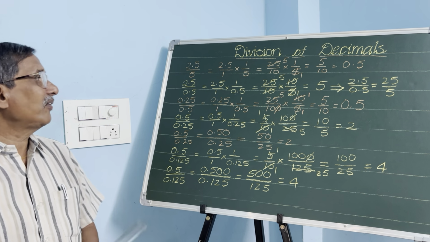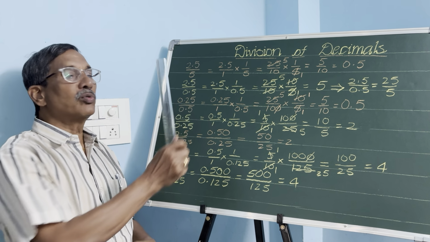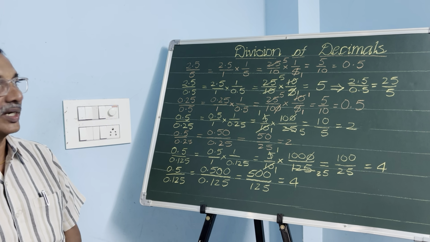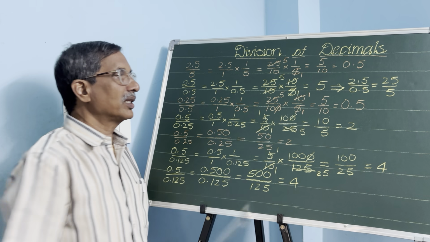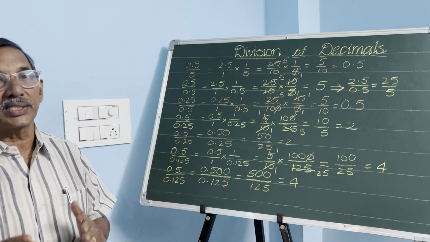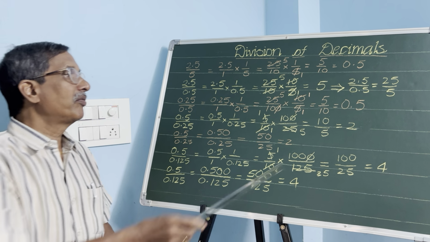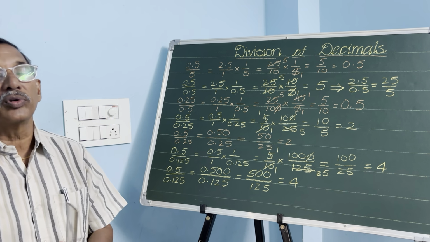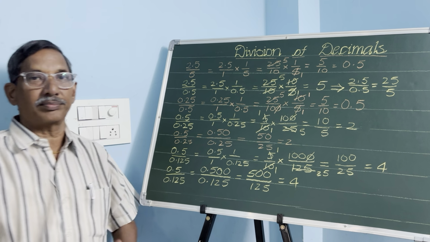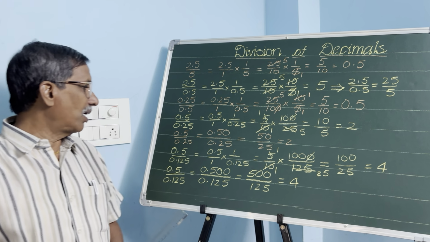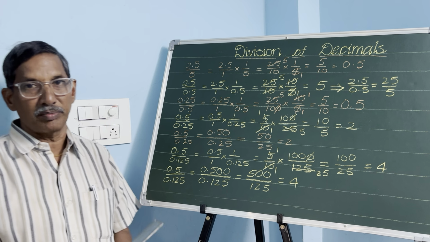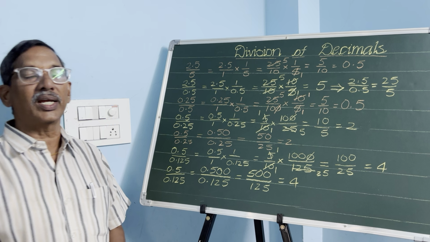See that if the numerator has 1 decimal point and there are no decimal points in the denominator, we get 1 decimal point in the quotient. And if the numerator and the denominator have an equal number of decimals, we get a whole number. We do not get any decimals in the quotient. And if the denominator has more decimals, we again get a whole number.